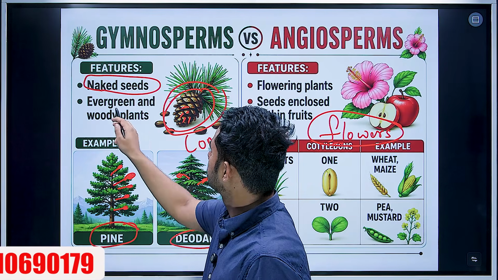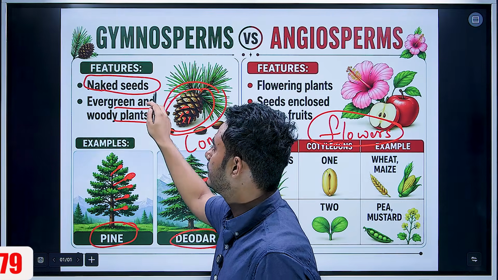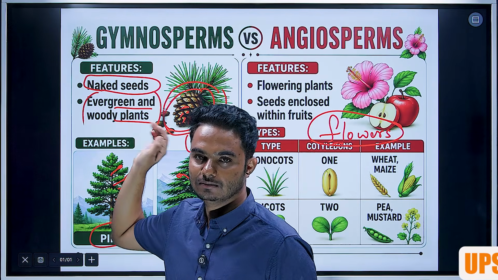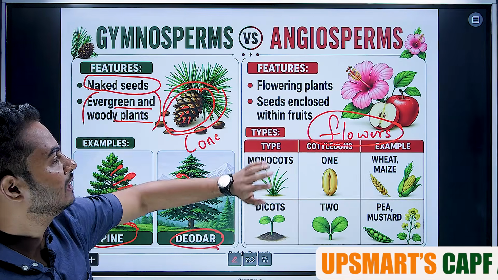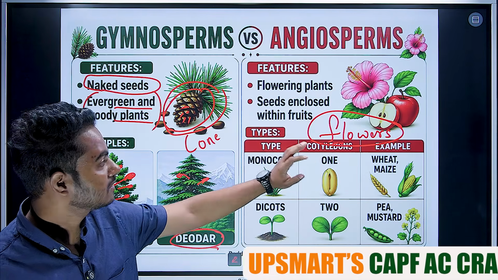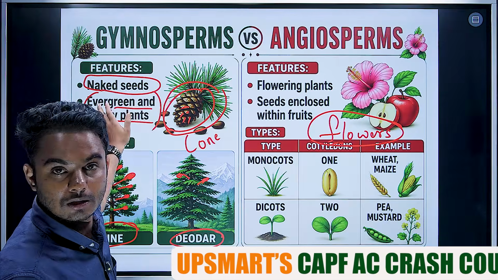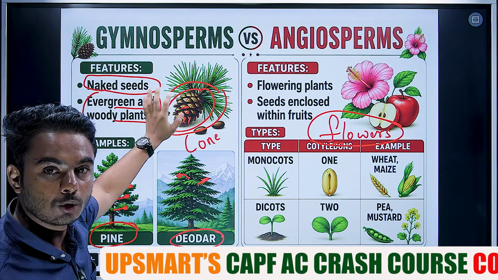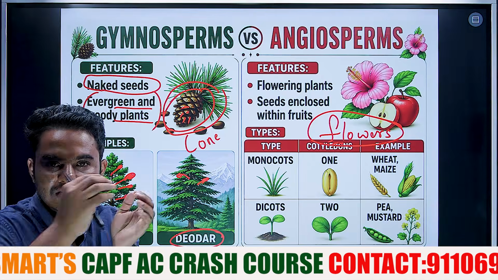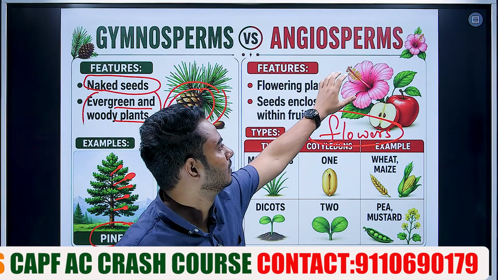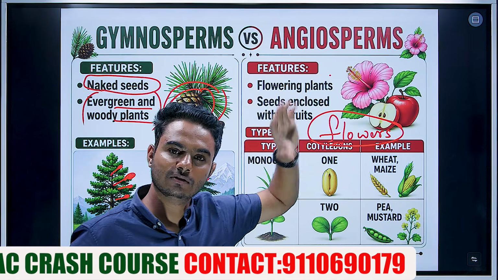Okay. Next, evergreen and woody plants are usually the examples. Easy, right? You should remember. It is conceptual and easy. If you remember angiosperms are flowering, gymnosperms don't have flowers. They don't have flowers, which means their seeds will come outside only. If they have flowers, their seed will be inside. This flower will cause the seed to go inside, and inside a seed will develop.